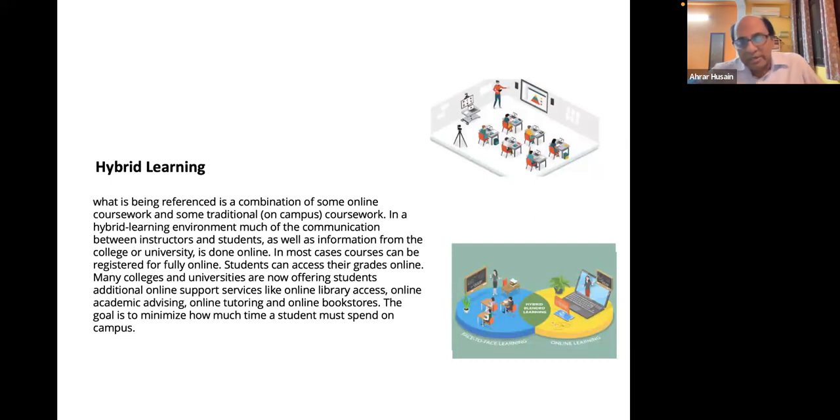Hybrid जो learning है, इसका जो objective है वो ये है कि suppose that I am having a space of 50 students in my class and there are 100 students enrolled.